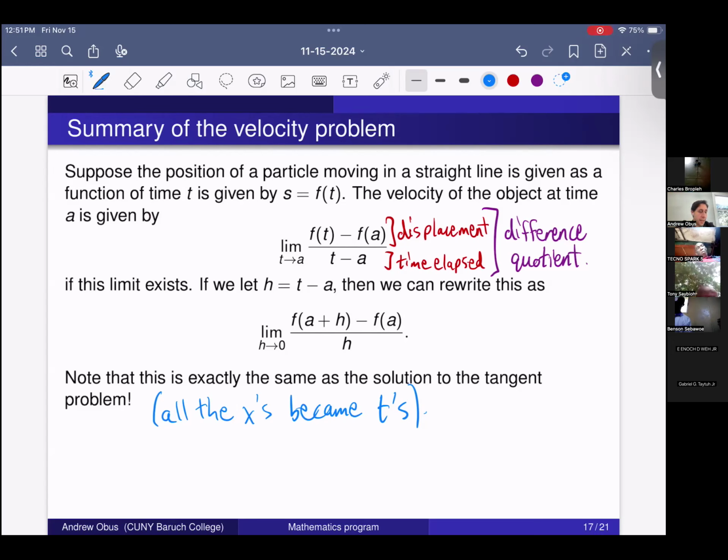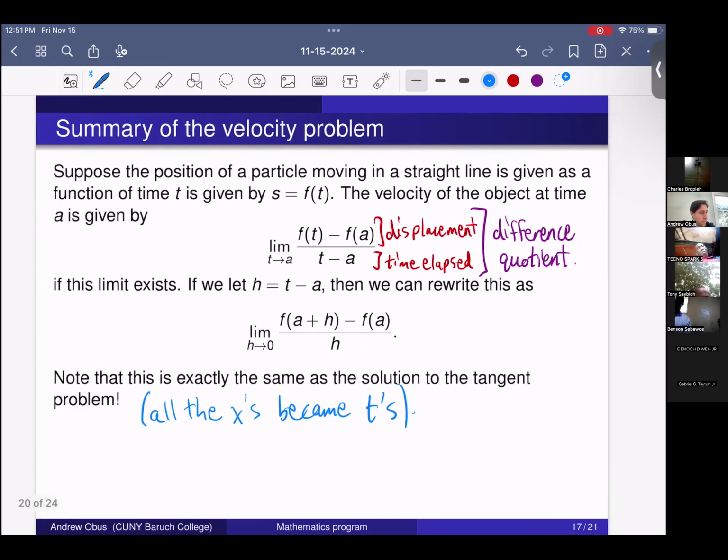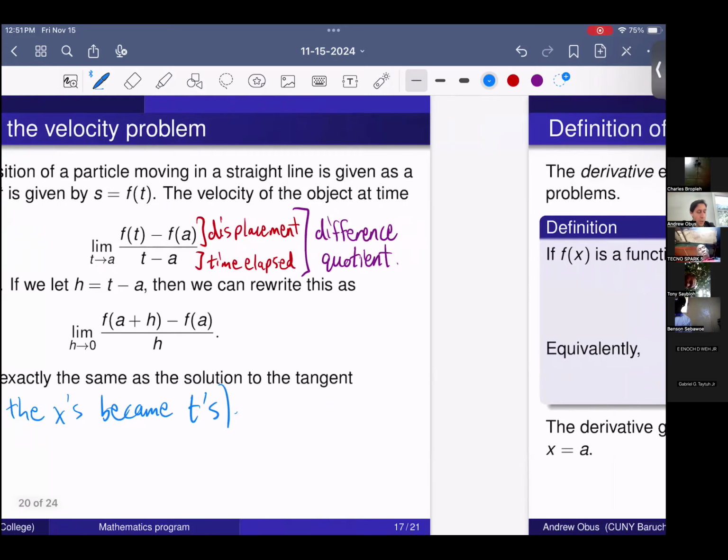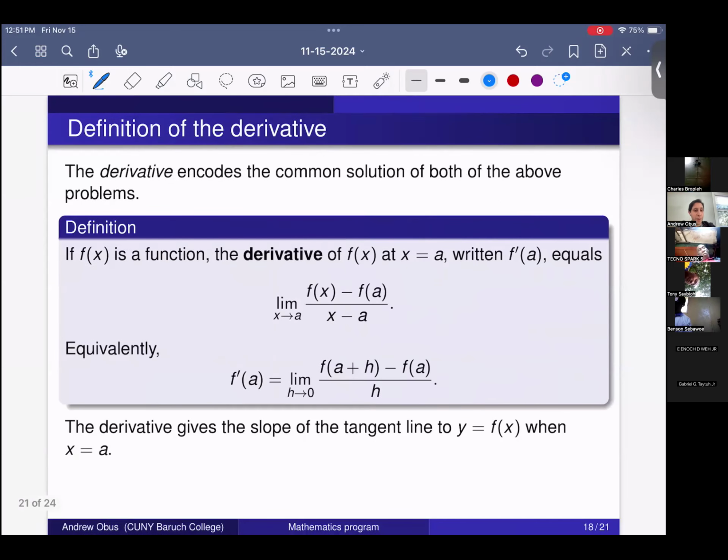So this is exactly the same as the solution to the tangent problem. Okay. So let me mention that. So what's the derivative? Charles mentioned the derivative. The derivative encodes the common solution of both of these problems.